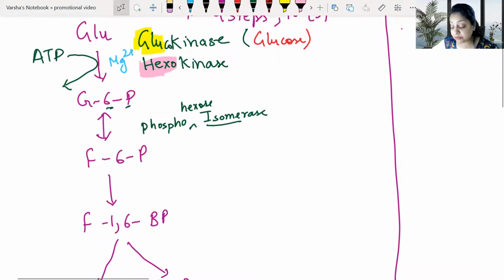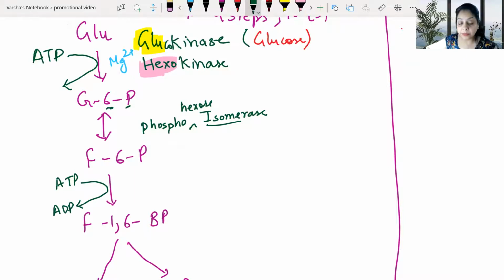Nothing else is happening in this step. Then fructose 6-phosphate goes to fructose 1,6-bisphosphate. What we did is add one more phosphate to it, so one more ATP is being consumed, and what you are getting is ADP, right? And the enzyme is what kind of an enzyme? It is a kinase enzyme, because we are adding a phosphate, and a very special one: phosphofructokinase, right?